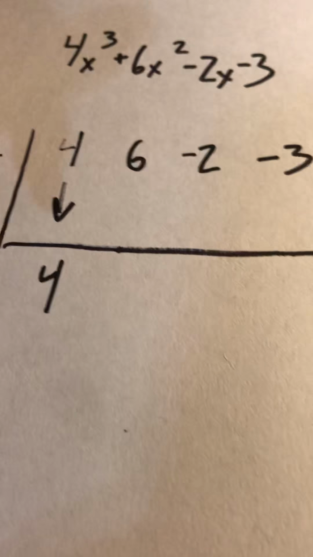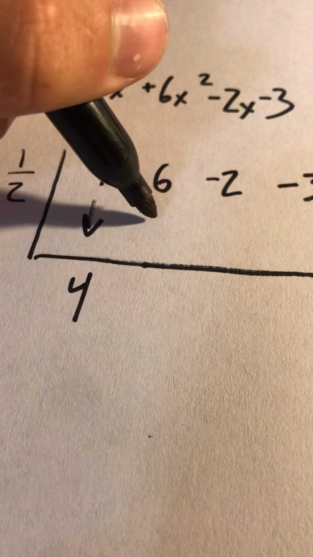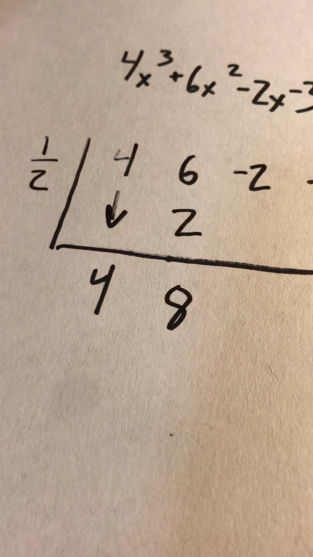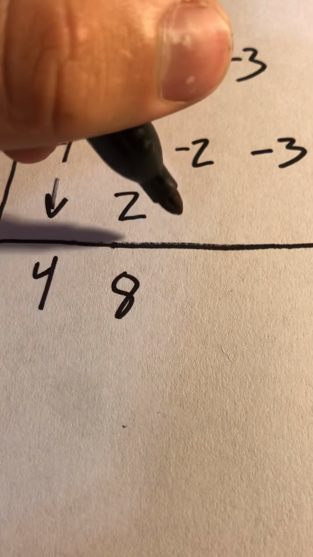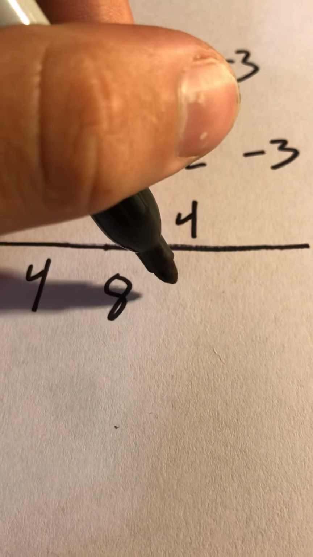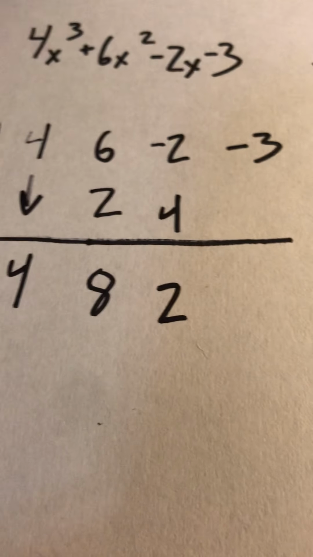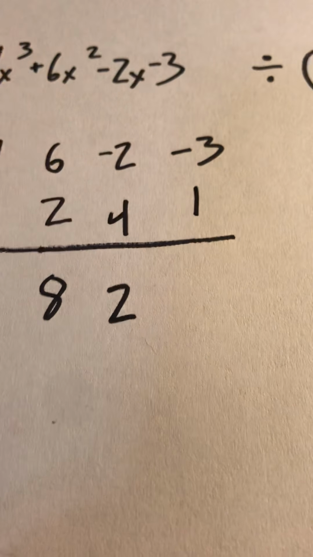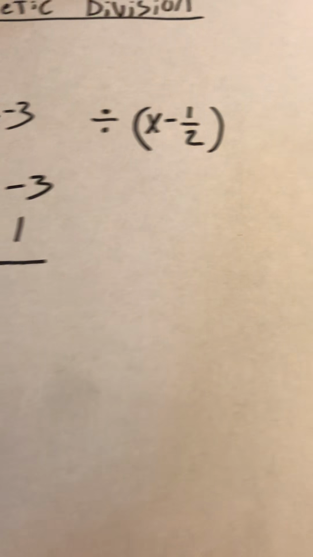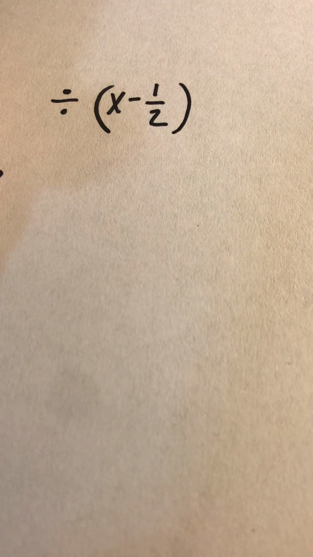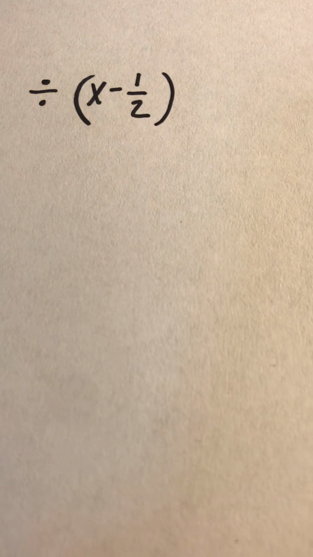So we have 4 times 1/2, which gives us 2. 6 plus 2 gives us 8. 8 times 1/2 gives us 4. 4 and -2, we get a positive 2. And then 2 times 1/2 gives us 1. -3 plus 1 is equal to -2. And that is our remainder of -2.